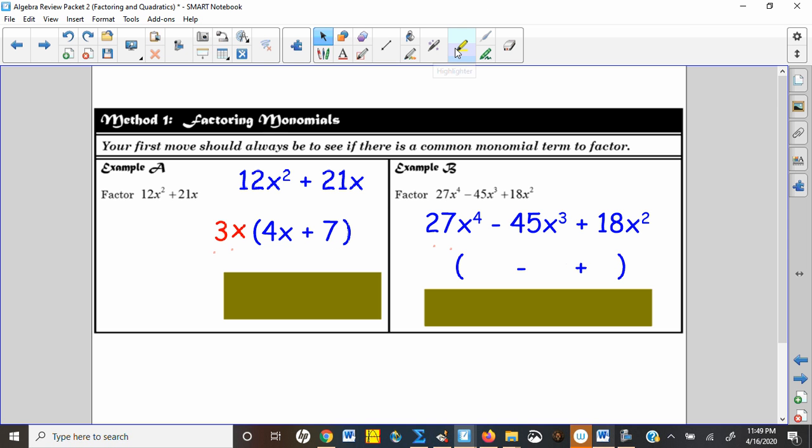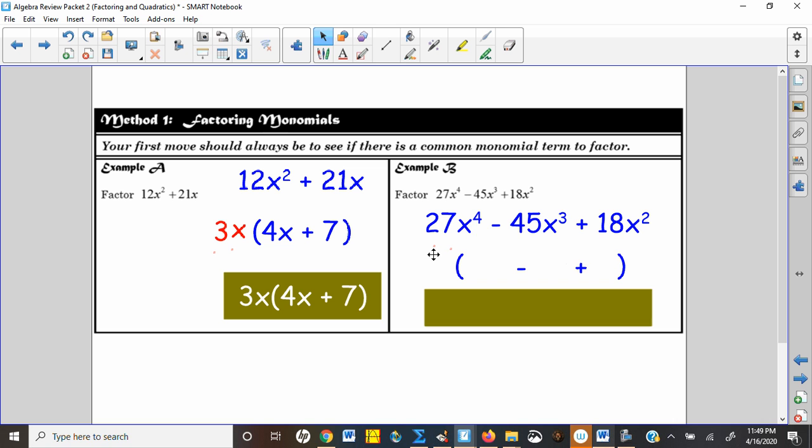The great thing about factoring is you can always test your accuracy, because if you redistribute, you don't even have to do it on paper, you just do it in your head. You have to end up with what you started with, okay? And yeah, that's it. Pretty easy, huh?